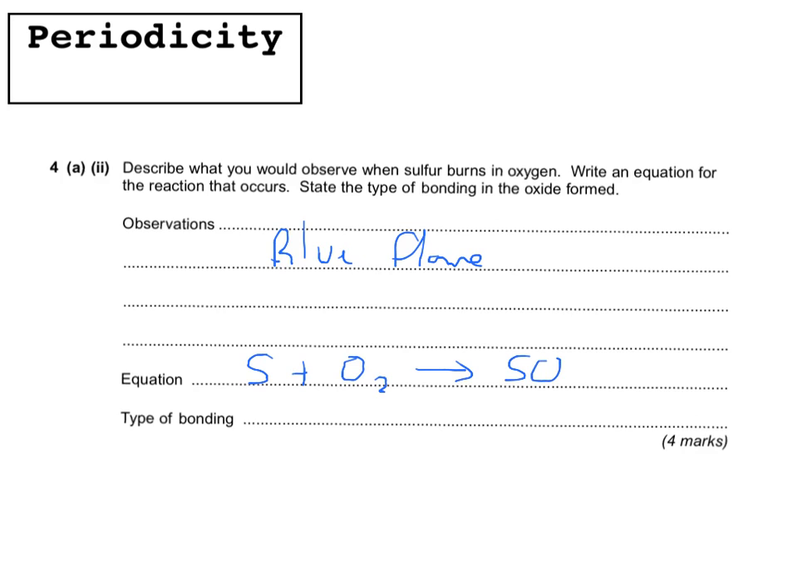And the product is SO2, which is a gas, and it's a fumey gas. So you could put fumes, you could put a smelly gas, you could put a choking gas. Because it's acidic, that's why it's choking. Type of bonding here is covalent. Now notice they say what type of bonding is there. So that's between the atoms. They're not asking you what the crystal structure is, which is slightly different. The crystal structure is molecular, but the type of bonding between the atoms is covalent. So don't get mixed up between those two things.